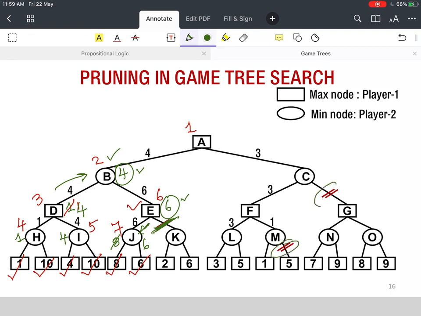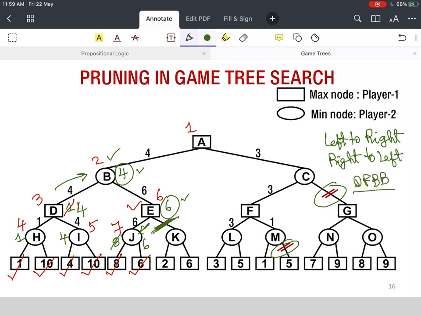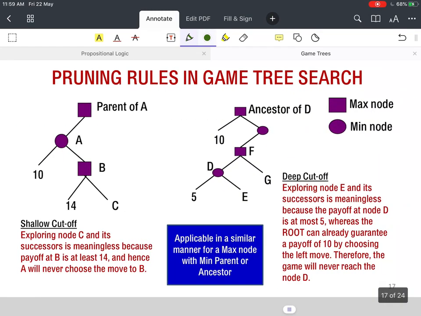I leave it as an exercise to see that if we continue the search in the other direction, like we saw these two prunings in the previous example, we will see the same pruning. And again, you can do a left to right or right to left DFBB, which will give you various kinds of pruning. So what are the pruning rules?